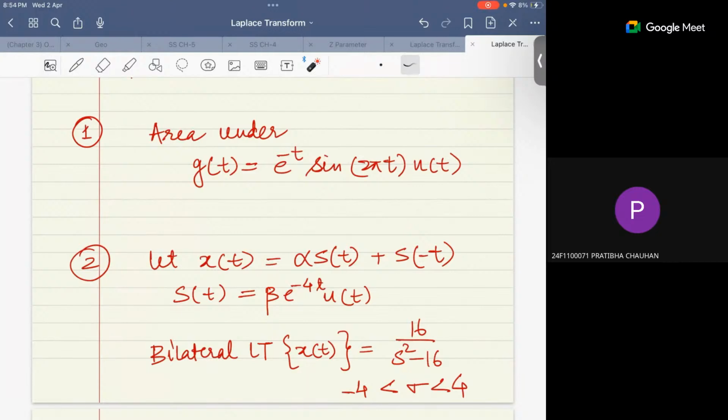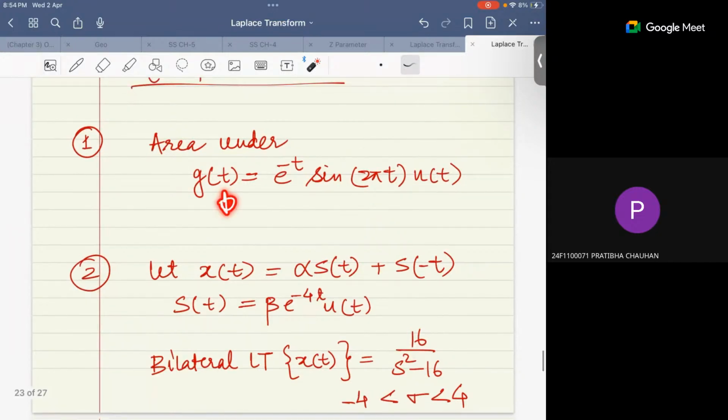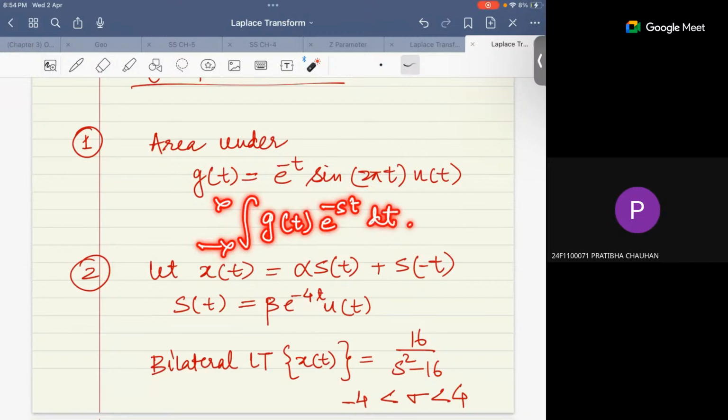If you have to calculate the area under this curve, how will you calculate? See, for this signal, if you have to calculate the Laplace transform, how do you calculate the Laplace transform? Minus infinity to infinity g(t) e to the power minus st dt, correct? This is the Laplace transform of g(t).